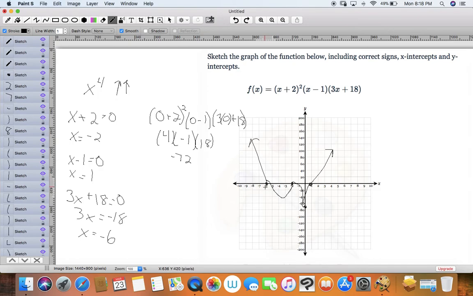If you're thinking about the correct signs, from negative 6 to the left, those are positive. Between negative 6 and negative 2, those are negative values. Between negative 2 and positive 1, those are also negative. And then from 1 and up is positive. So I hope that makes sense.